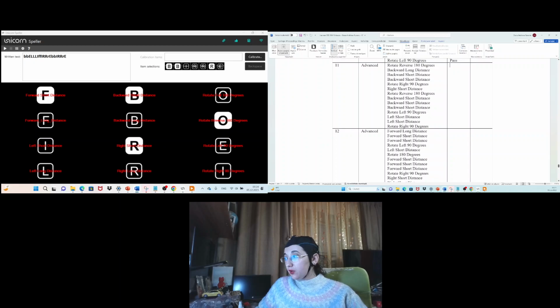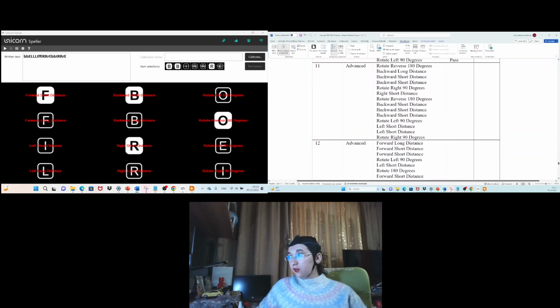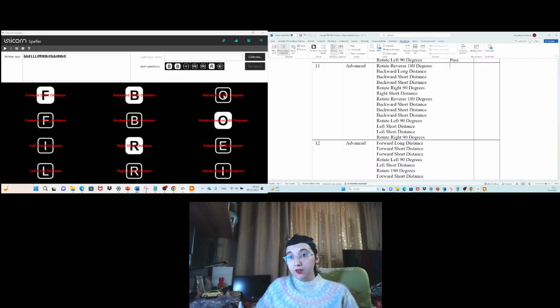And now, let's continue with the 11th experiment for the advanced level. So here, the first command is rotate reverse with 180 degrees. Okay, then backward long distance, this one, then backward short distance for 2 times, then rotate right with 90 degrees, this one, then right short distance, this one.